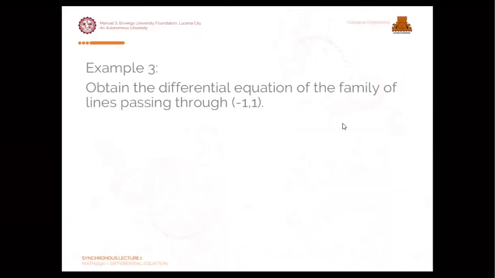Okay? So, ito pa. Differential equation following passing through negative 1, 1. Okay. So, line ulit tayo. Family of lines. So, try natin visualize. So, ito yung Cartesian natin. Then, yung negative 1, 1 natin, ito negative 1, then 1 natin dito. So, itong point na to. Okay. Ibig sabihin, hinahanap natin lahat ng lines na magpapass through dyan. Okay.